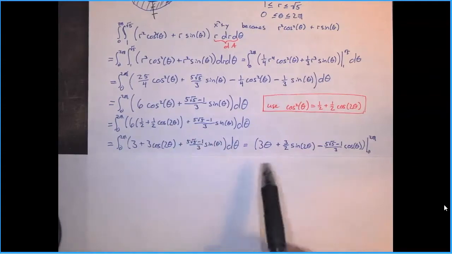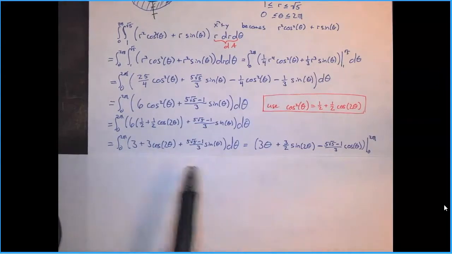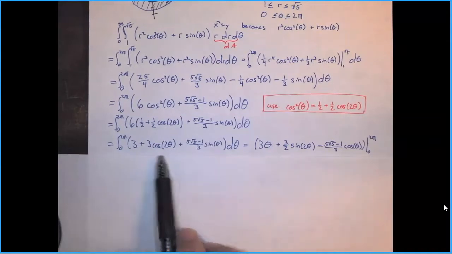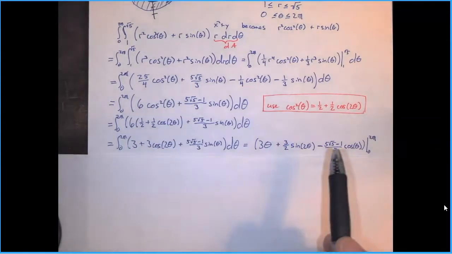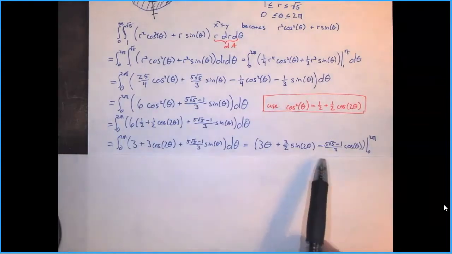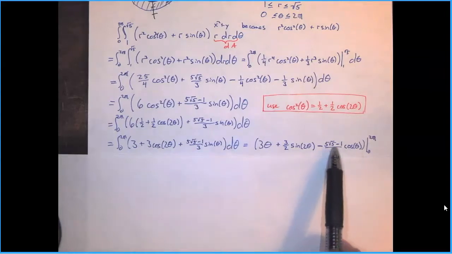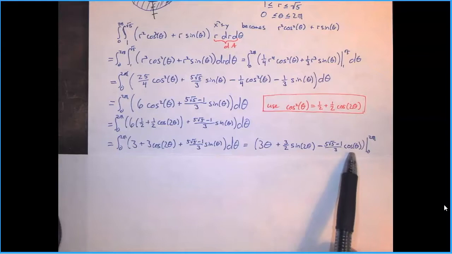I integrate. 3 becomes 3 theta. I do this substitution here, or you can think whenever I have a constant times my variable, when I integrate, I need to divide by that constant, right? So I integrate cosine to sine, and I have to divide by this constant, which is 2. That gives me 3/2 sine 2 theta. You can verify that yourself by working out the u substitution, and so you would get exactly the same thing. And then sine integrates to negative cosine, so I get negative 5√5 minus 1 over 3 cosine theta, and I'm evaluating from 0 to 2 pi.